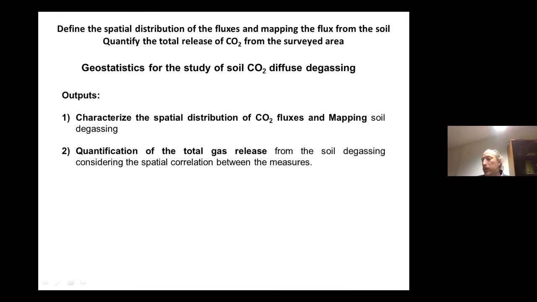So now, to move on to another part of the story, we have seen which methods we can use to investigate the source of the gas. But we also want to investigate the spatial distribution of the gas, to characterize, for example, the geological structures that are controlling the degassing. To approach this problem, we have to use a geostatistical approach that allows us to characterize the spatial distribution of the fluxes, and that can also be used for the estimation of the total release of the gas, using an approach based on the spatial correlation between the measurements and not only on a pure statistical approach.